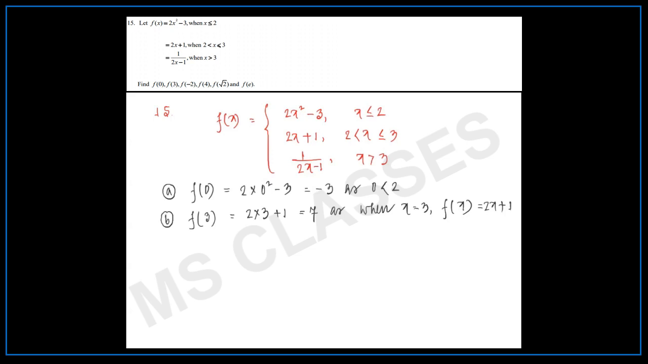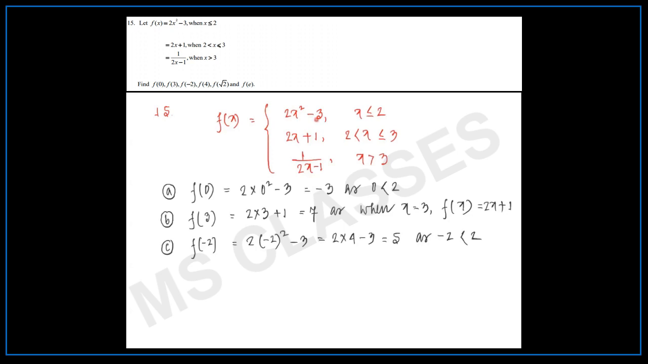Next we move on to f(−2). We take it as subpart C, so 2 × (−2)² − 3, which will be 2 × 4 − 3, that is 5. Here the input is −2, which is less than 2, so this definition has been used.